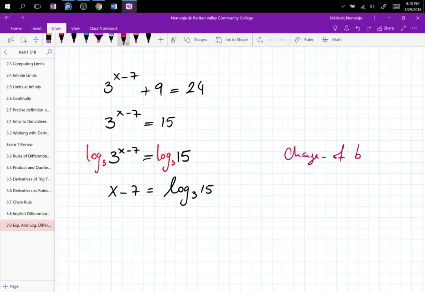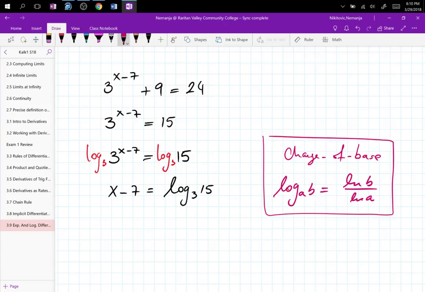Change of base, where log base a of b is equal to ln b divided by ln a. This is the change of base formula. This is calculator related, because your calculators only speak base 10 and base ln, base e. So now I'm going to go into the calculator.